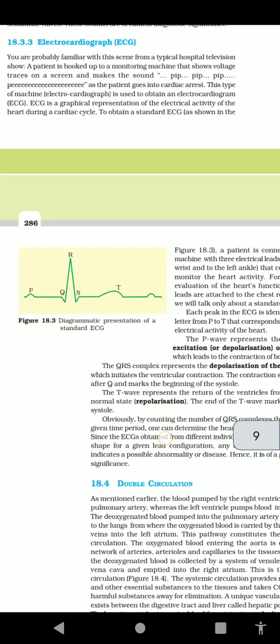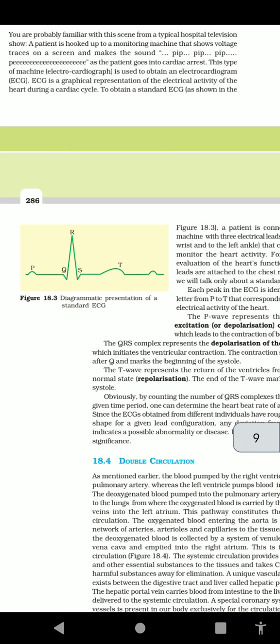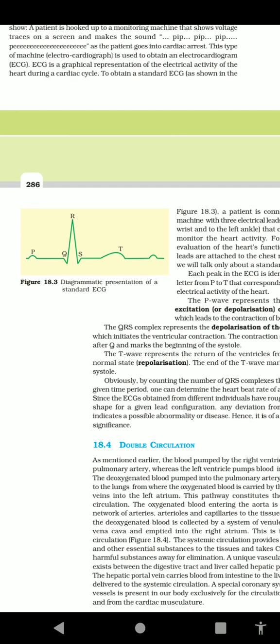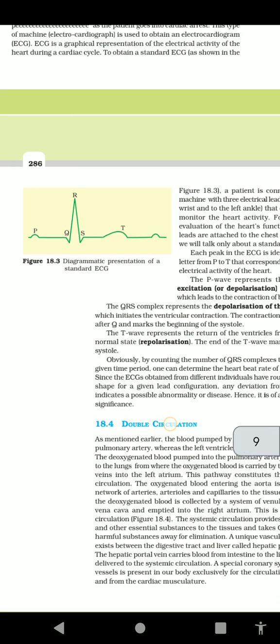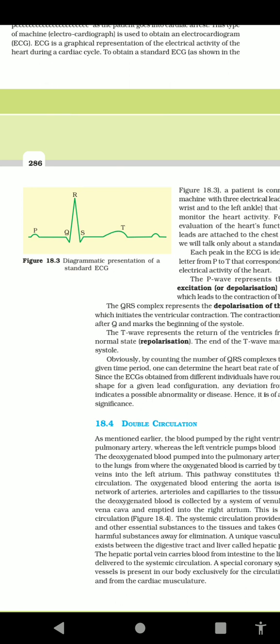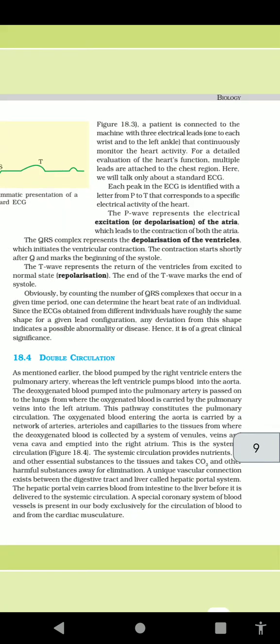You are probably familiar with scenes from a typical hospital television show. A patient is hooked to a monitoring machine, showing the voltage trace on the screen and making a beep beep sound, as the patient goes into cardiac arrest. This type of machine, an electrocardiograph, is used to obtain the electrocardiogram, or ECG. The ECG is a graphical representation of the electrical activity of the heart during the cardiac cycle. To obtain a standard ECG, as shown in figure 18.3.